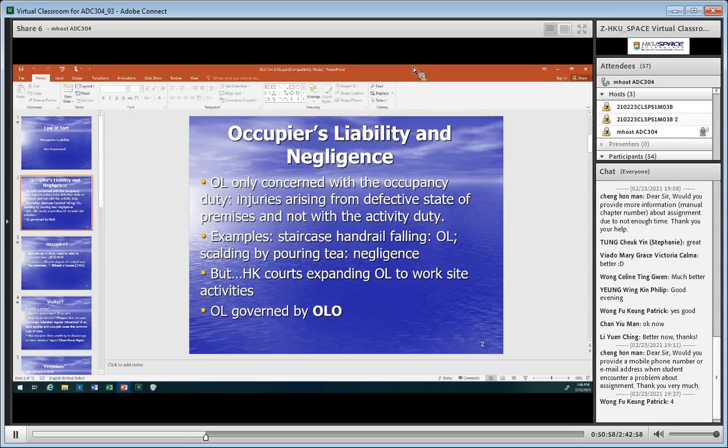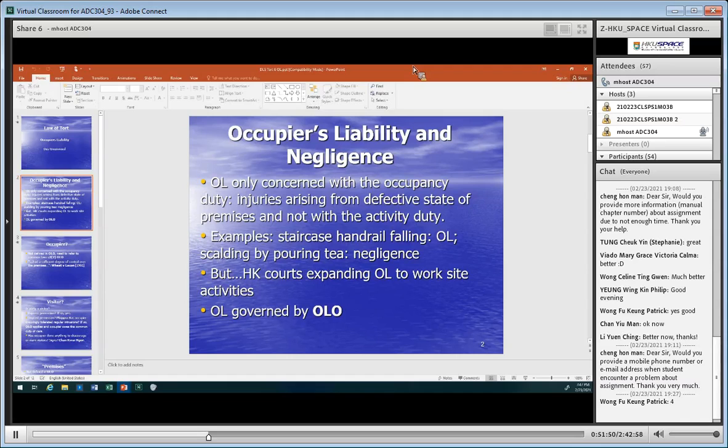In practice, quite often, a set of facts can be the basis for both negligence and occupiers liability. You can sue in both. You only have to succeed in one of those actions to get your remedies, which would normally be damages. An example of occupiers liability is a staircase handrail falling. However, scalding by pouring tea would be in the area of negligence. So remember the case we dealt with when dealing with breach of the duty of care involving scalding tea, Glasgow Corporation and Muir.